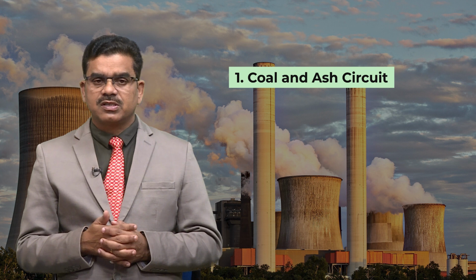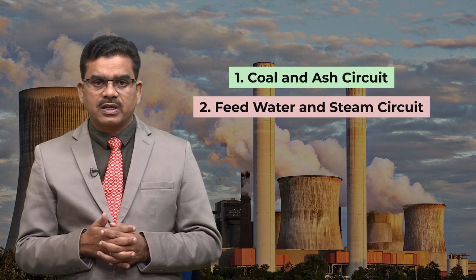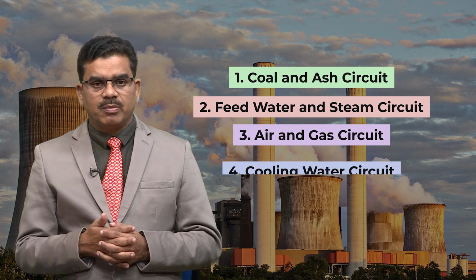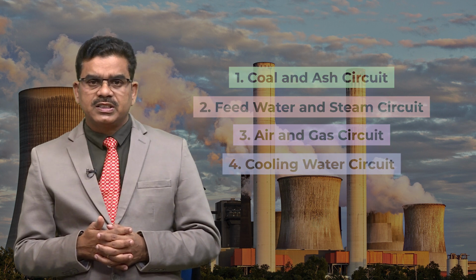Now, here we will discuss the various circuits used in a steam power plant. So, basically 4 types of circuits are used here. Number 1 is the coal and ash circuit. Number 2 is the feed water and steam circuit. Number 3 is the air and gas circuit. And number 4 is the cooling water circuit. Let us see one by one these circuits, what happens in these circuits.